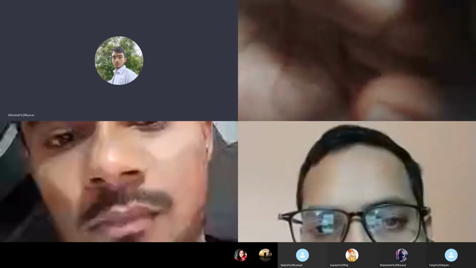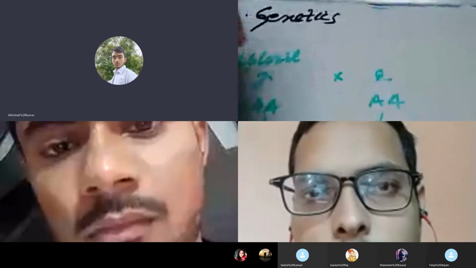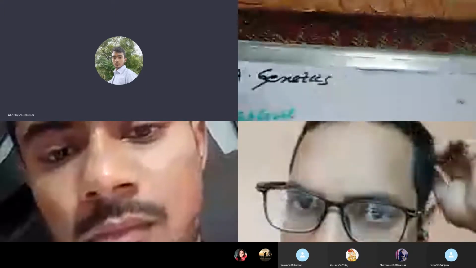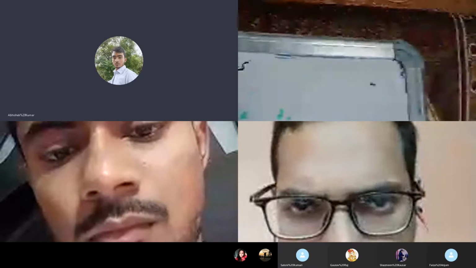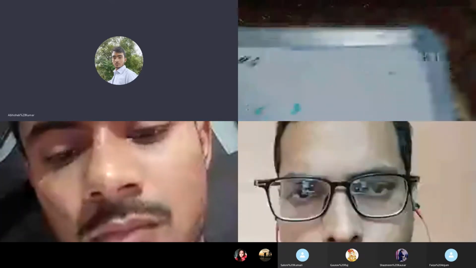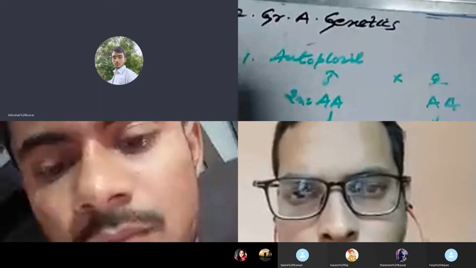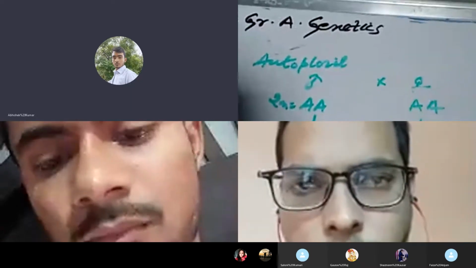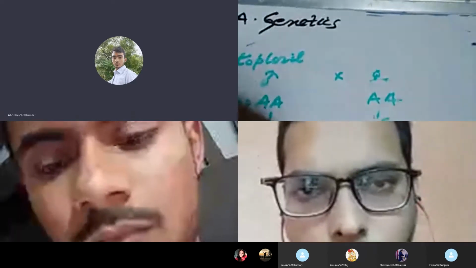2n is shown, n equal to 1 is shown. Look here, just look at the genomic formula. 2n is equal to capital A. Similarly here, capital A is the diploid number. This is the gamete. The gamete has only one chromosome set, and capital A represents the gamete.